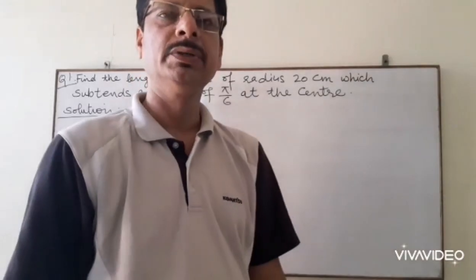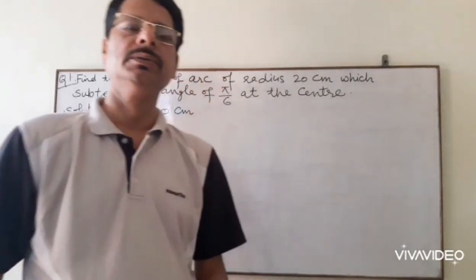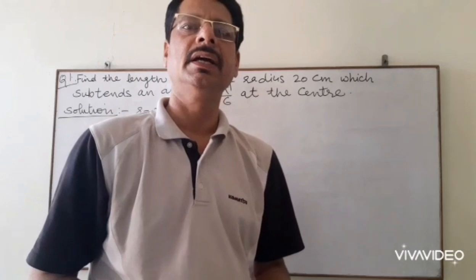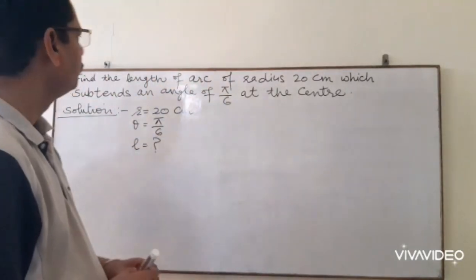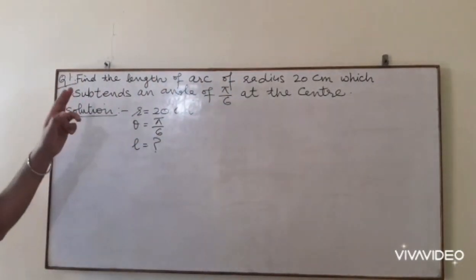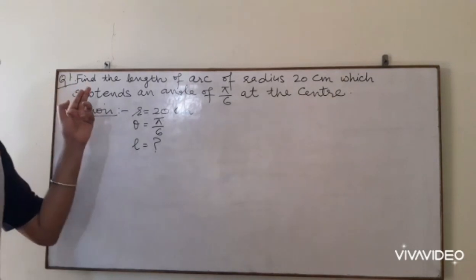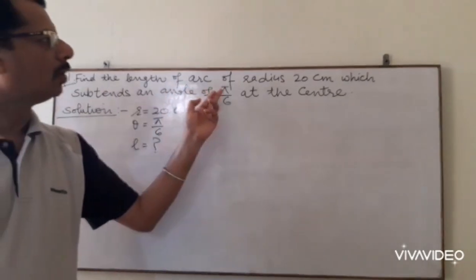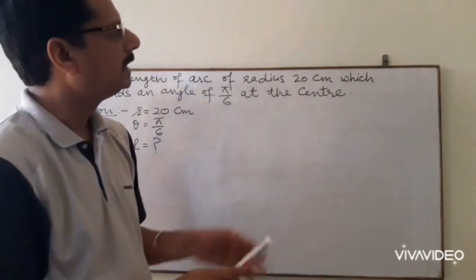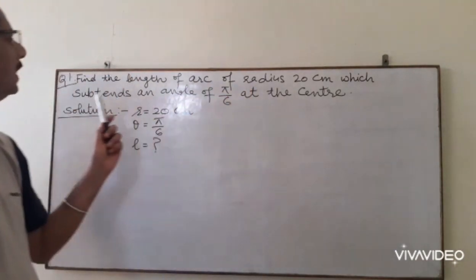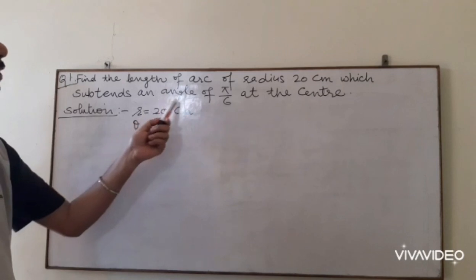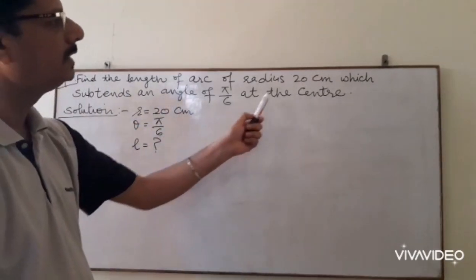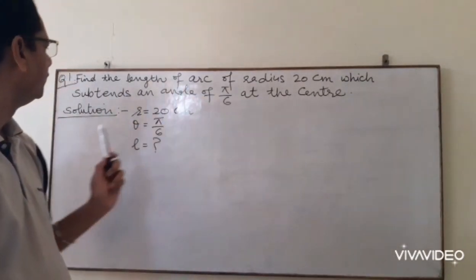So today we are going to do numericals related to radians, steradians and errors. First of all, our first numerical is related to radian, in which it says: find the length of an arc of radius 20 centimeter which subtends an angle of pi by 6 at the center.